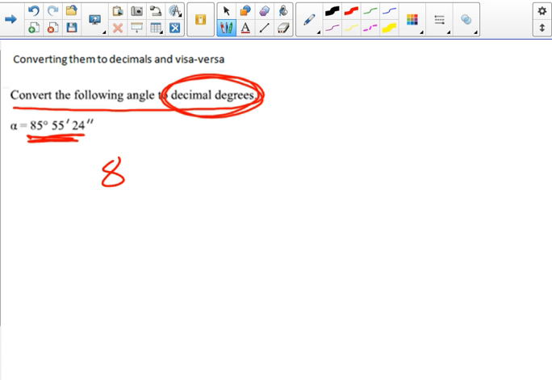So 85 on your calculator plus, well, minutes are 55 over 60. Every minute is a 60th of a degree, so we write plus 55 over 60, plus 24, now don't put it over 60, because if you recall, a second is 1/3600th of a degree, and we want everything in degrees. We don't care about minutes. If you put this into your calculator, you should get the correct answer.